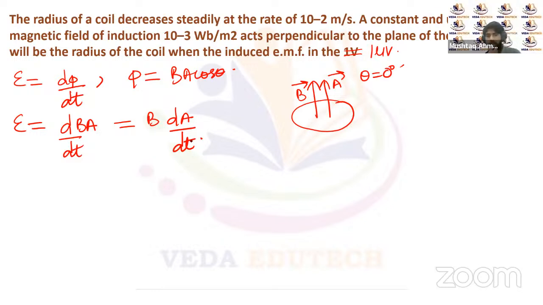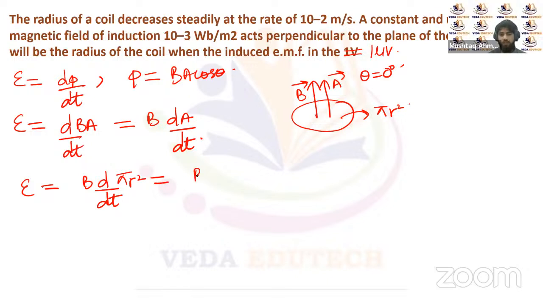Now the question says the radius of the coil decreases steadily at the rate of 10 to the power minus 2 meter per second. And the area of this coil is pi r square, right? We can write EMF as B times d over dt of pi r square, right? D over dt of pi r square.